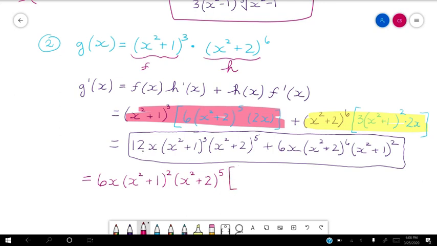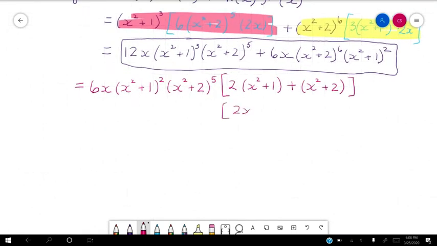Let's see what's left over. So we took out a 6x, so factoring out is like dividing. So we'll be left with the 2. Here we took out x squared plus 1 squared, but we started with 3. So we still have an x squared plus 1 left over. And then we took out an x squared plus 2 to the 5th. So we took out that whole thing, okay? Next, 6x, we took out a 6x. x squared plus 2 to the 6th. Oh, we only took out 5 copies, so we'll be left over with 1. And then we took out x squared plus 1 all squared. Okay, whew.